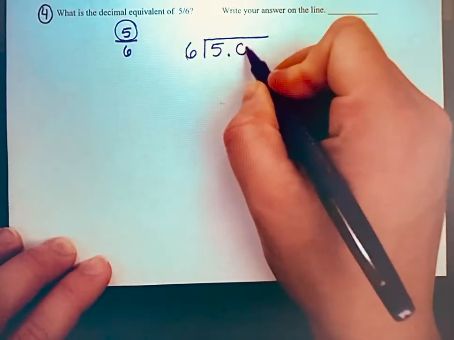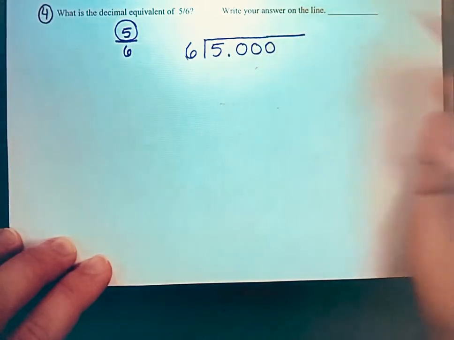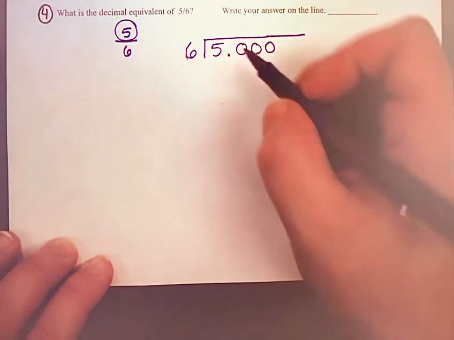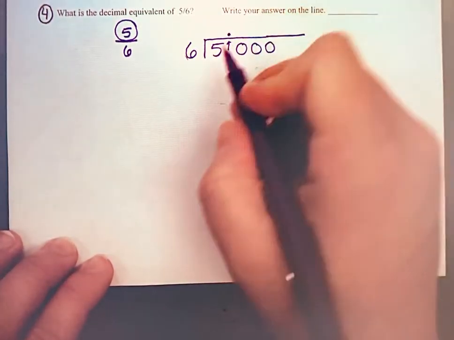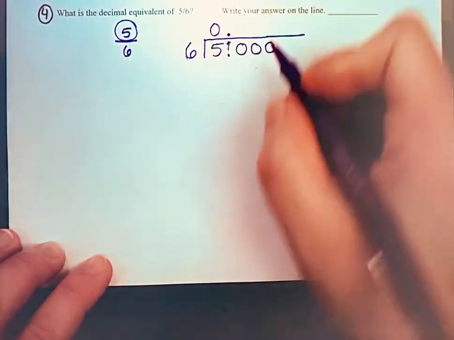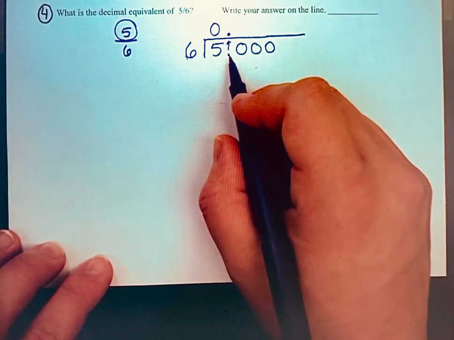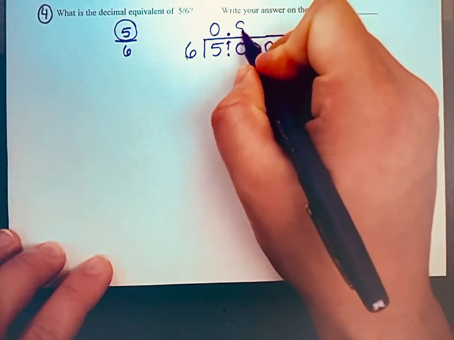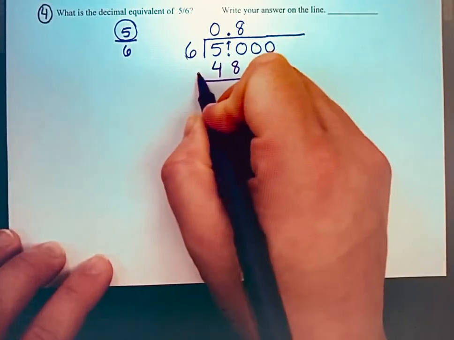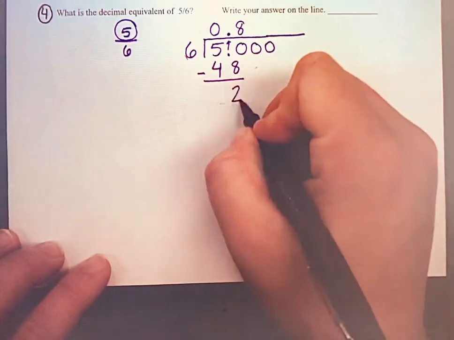I don't know how many zeros I need, so I'm just going to put 3 to start with, and if I need to put more, I can. If I don't need that many, I can not use that many. It doesn't matter. Again, I'm going to go ahead and bring my decimal up and start the process. Can 6 go into 5? No. Can 6 go into 50? Yes, and just think about your 6 times tables. 6 can go into 50 8 times, because 8 times 6 is 48. And we subtract. 50 minus 48 is 2.